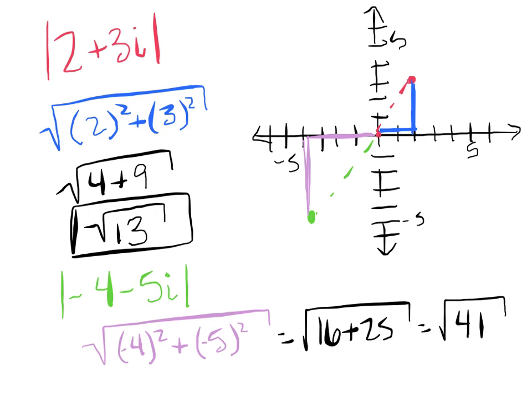Are there any perfect squares that go into 41? Unfortunately not. So that's the end. That's our magnitude for that point. I should be able to see this pattern here. What we're doing to find the magnitude is we're taking the square root of the square of the real part plus the square of the imaginary component. So we wouldn't even need to graph them to find the magnitude.